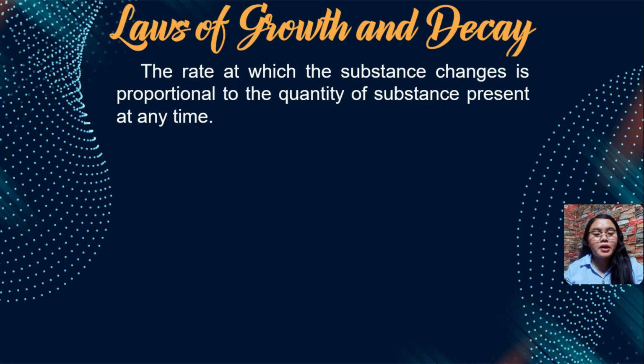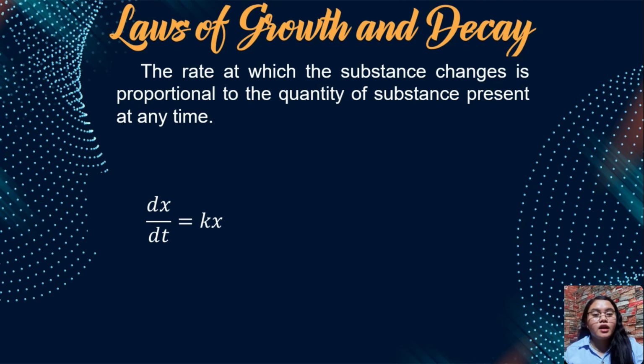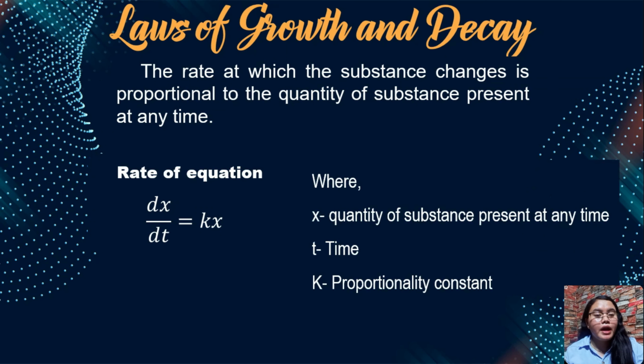So if we express that mathematically, we have the derivative of x with respect to t is equal to kx, where x is the quantity of substance present at any time, t is our time, and k is the proportionality constant. And by using this equation, we can derive our general solution. So next slide, we will be talking about that.